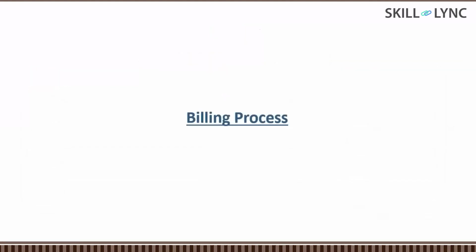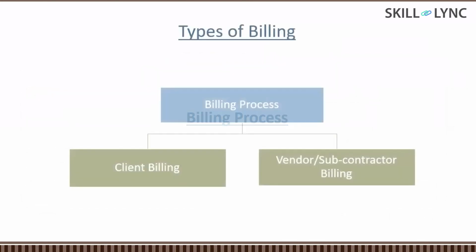Now, the next topic is related to the billing process. All right. There are two types of billing. One billing is related to the client. Suppose for this contract, for a water pipeline or anything, there will be one client and you are the contractor. This contractor company will be raising periodic bills to the client.